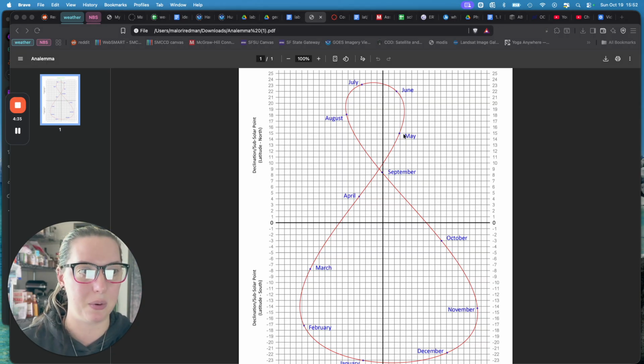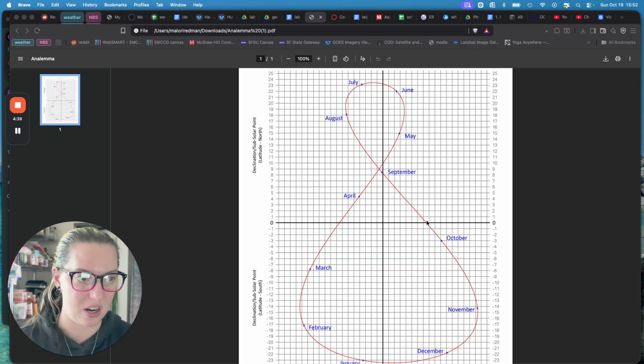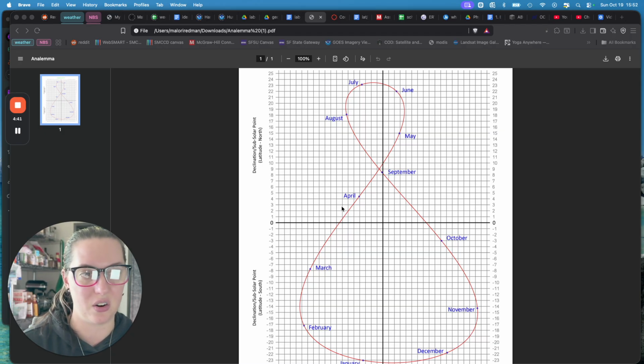So basically, if I were to start with May, then we go to June, July, August, then September's here, going through winter, etc., and then back up into spring. So that's the baseline on how to read this particular image.